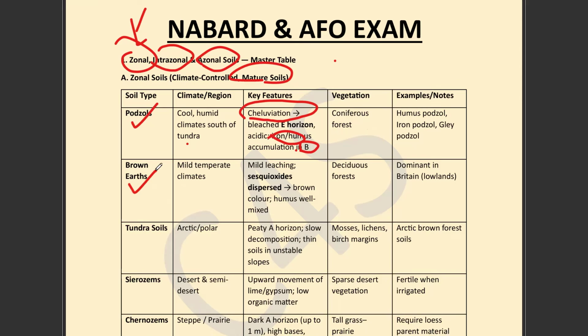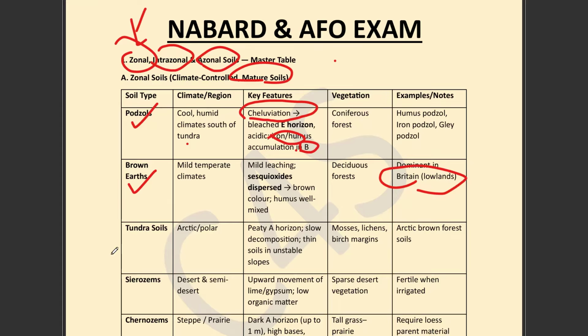Next comes brown earths. In which region can we find it? It is in mild temperate climates, and the leaching is mild here. Due to the mild leaching, the soil color is brown, and the soil is well mixed with humus. And what is the vegetation? Deciduous forest. It is dominant in the British lowlands.